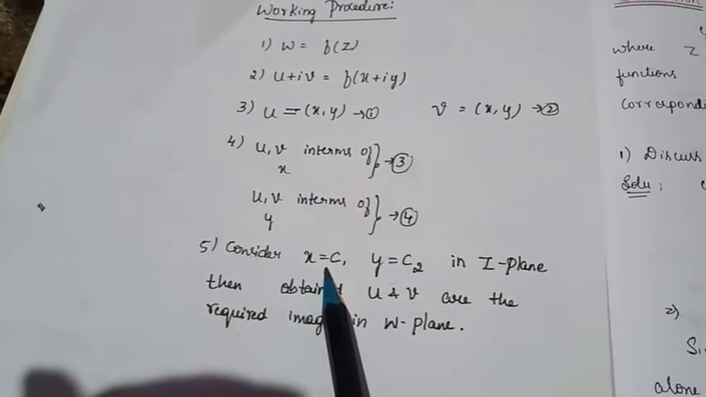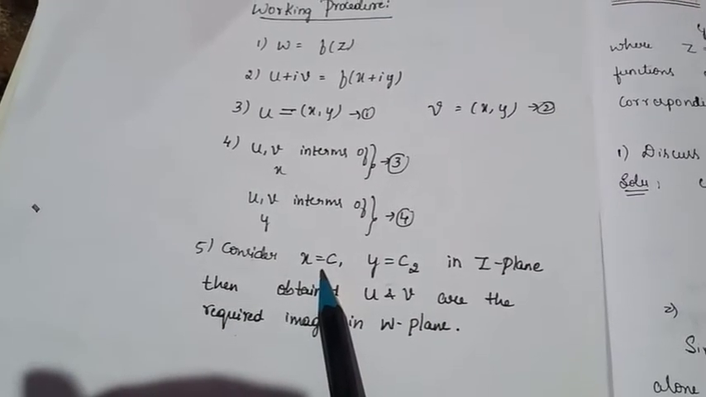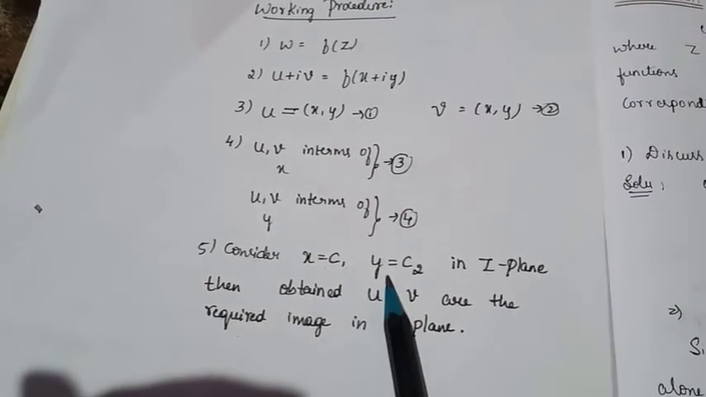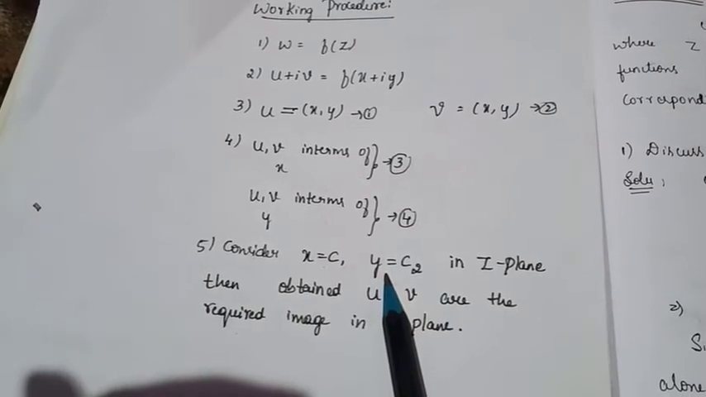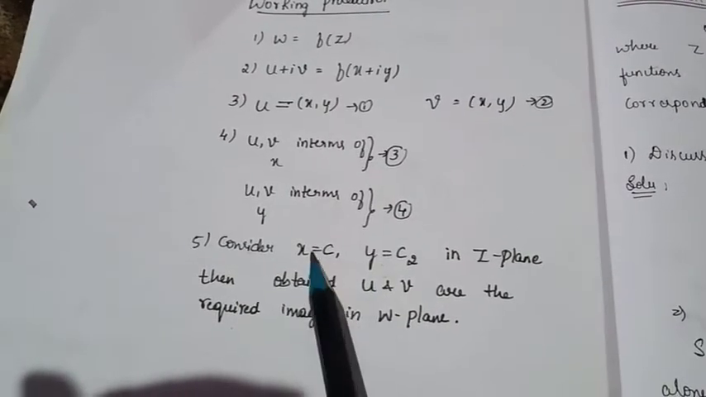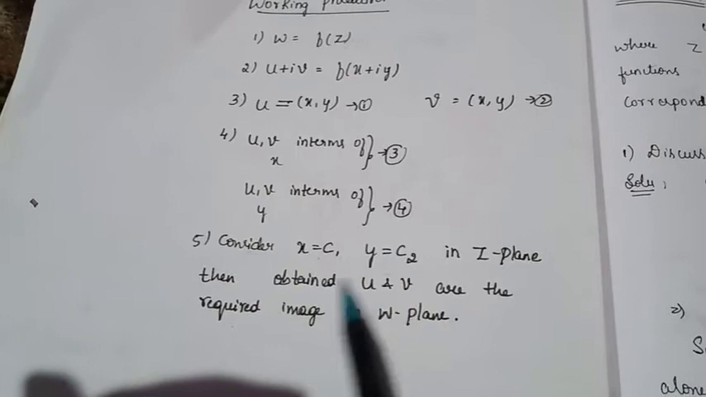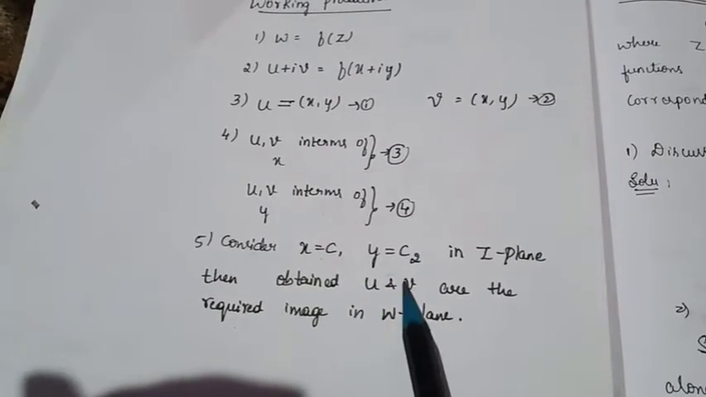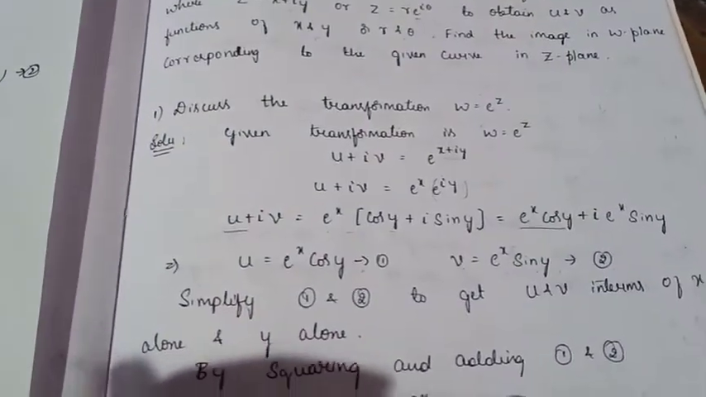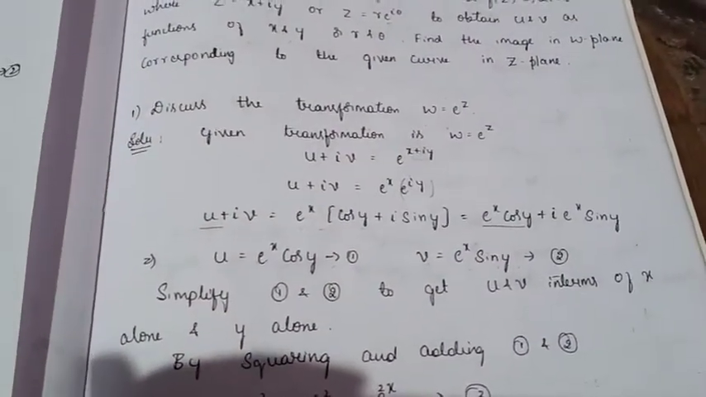x = c1 represents a vertical straight line in the z plane, y = c2 represents a horizontal straight line in the z plane. Corresponding to these two lines, we have to find the image of u and v in the w plane. So let us consider the first one, that is w = e^z. Discuss the transformation w = e^z.